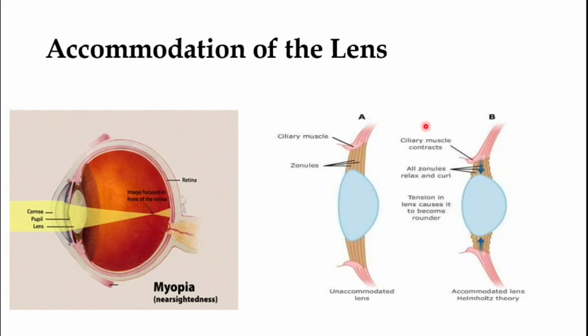So this is the reason that when pilocarpine is instilled into the patient's eye, the person only focuses for near vision, and the patient is not able to see things which are far from him. The accommodation process will be more clear to you when you see this video.